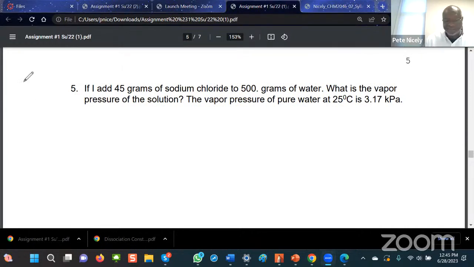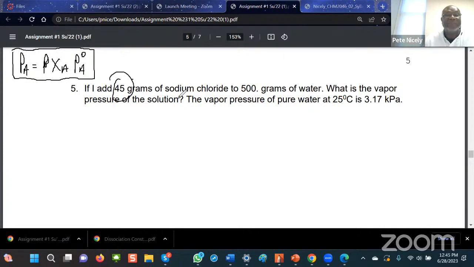The vapor pressure of A is equal to the mole fraction of A times the vapor pressure of pure A. This is Raoult's law, all right? So this is the equation that we'll be using in this question, right? Now, the question says that you're adding 45 grams of sodium chloride to 500 grams of water, right? And what is the vapor pressure of the solution? And it gives you that the vapor pressure of pure water is 3.17 kilopascals.